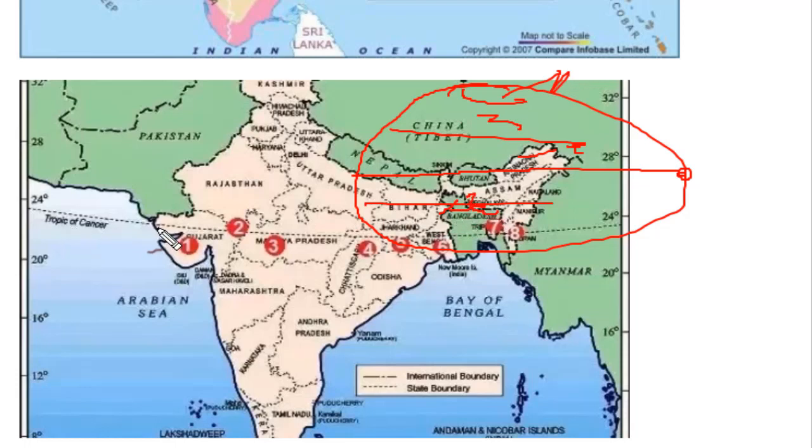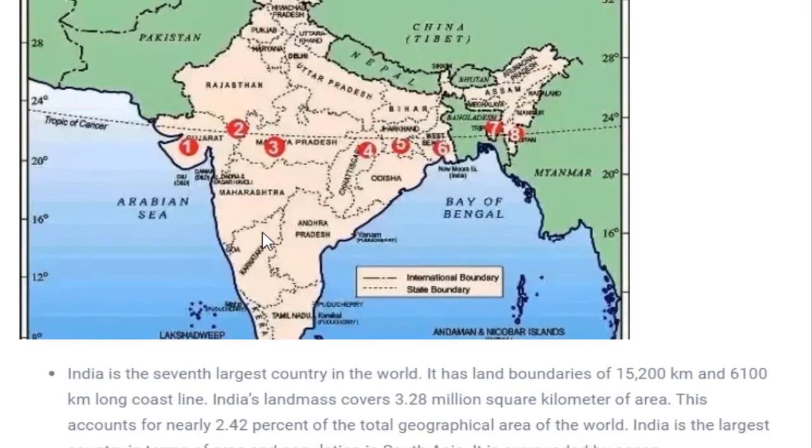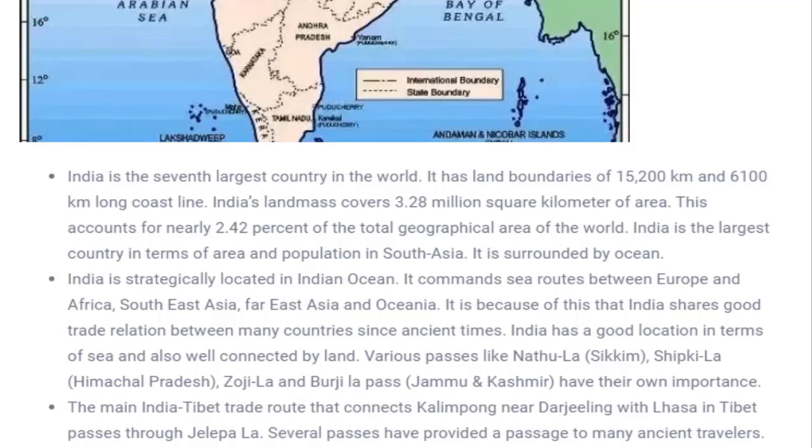So the Tropic of Cancer passes through 8 states. The first is Gujarat, second Rajasthan, then Madhya Pradesh, Chhattisgarh, Jharkhand, West Bengal, Mizoram and Tripura. So these are the 8 states through which the Tropic of Cancer passes. Okay, so these were a few important facts which you need to know, and after that we'll start our main video in which we're dealing with the physiography of India.